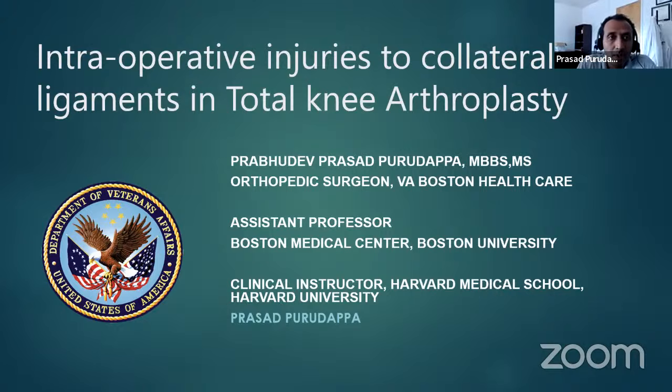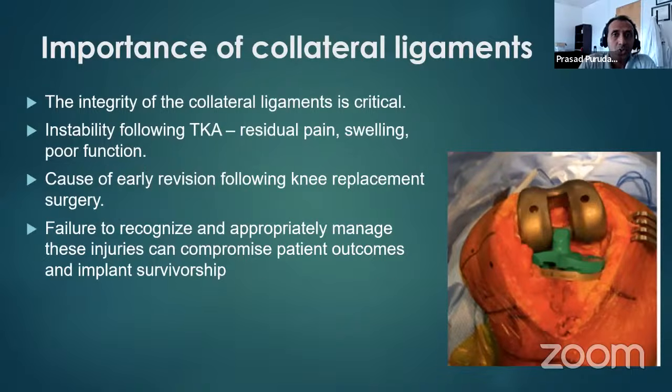I'll be talking about intraoperative injuries to collateral ligaments in total knee arthroplasty. This is definitely a very important topic because total knee arthroplasty is one of the common surgeries we do. Let's start. The integrity of collateral ligaments is very critical for a successful total knee arthroplasty. Instability following total knee arthroplasty can lead to residual pain, swelling, and poor function.